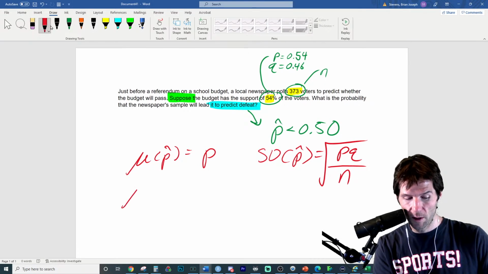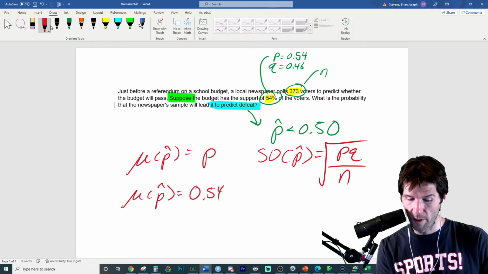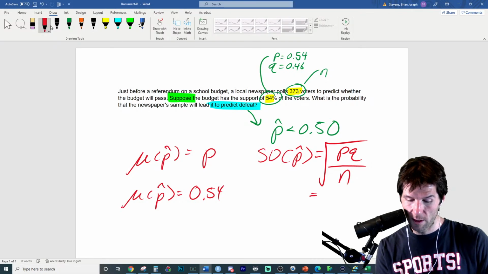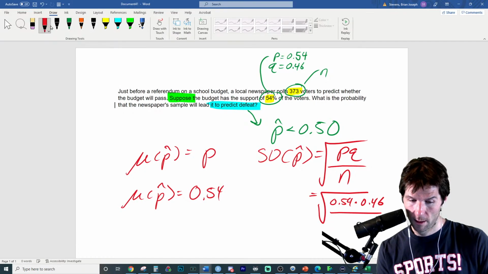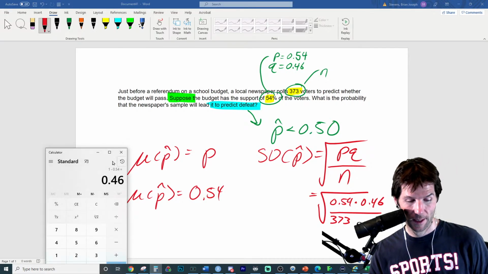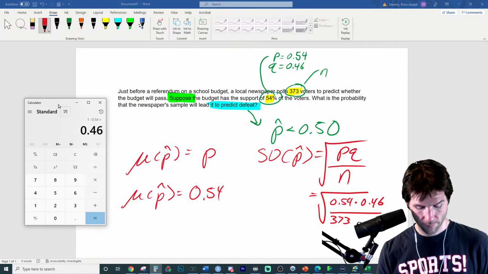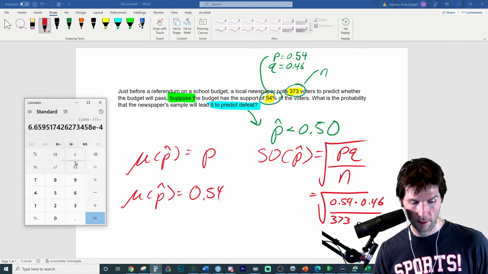It's literally that the mean for the distribution of the sample proportion is equal to the true proportion, which is still the mean. And the standard deviation, here we'll write this right here: the square root of P times Q over n, with n equal to 373. So we go right here: 0.54 times 0.46 over 373, square root.